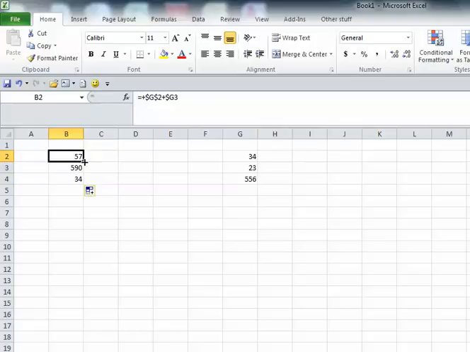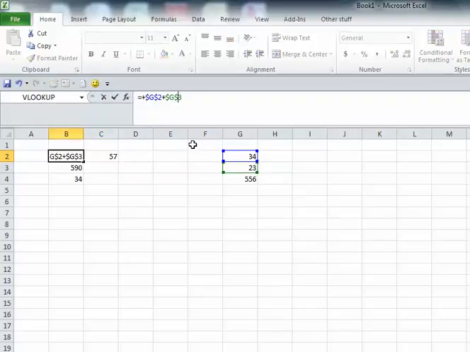If we were to copy it over to the right, and we look at it, it'll stay the same because we're moving columns. The number is still staying the same. We're just moving columns over. So that would stay the same. So if we want this always to be G2 plus G3, we need to put dollar signs in front of both.